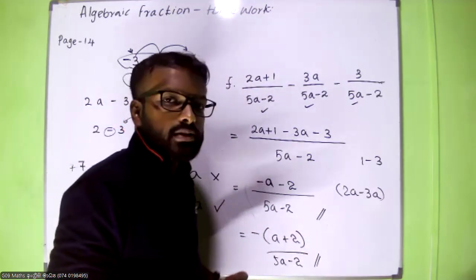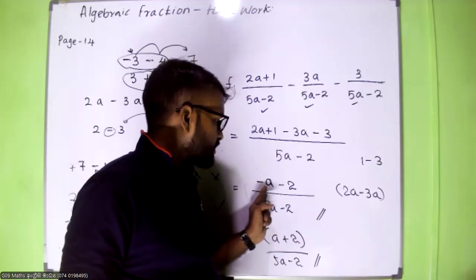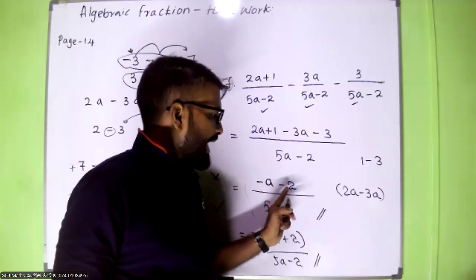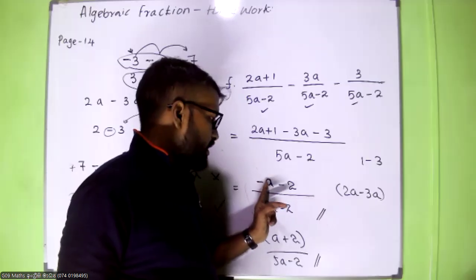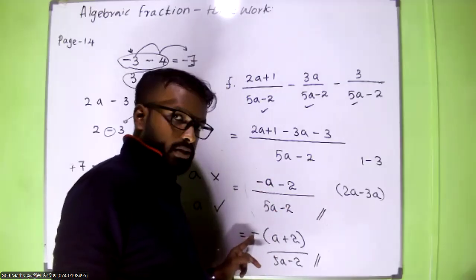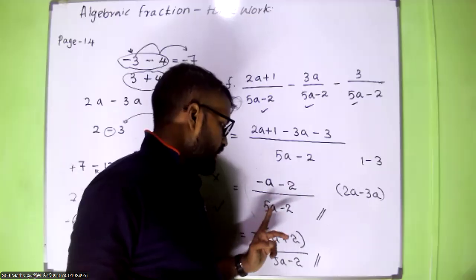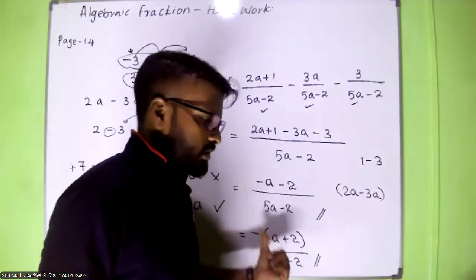If you are taking the minus sign out, that means you are going to divide this term by minus 1 and this term by minus 1. Minus a divided by minus 1 is positive a, because you are taking out the minus sign. Minus 2 divided by minus 1 is positive 2. Right? So this is the way.